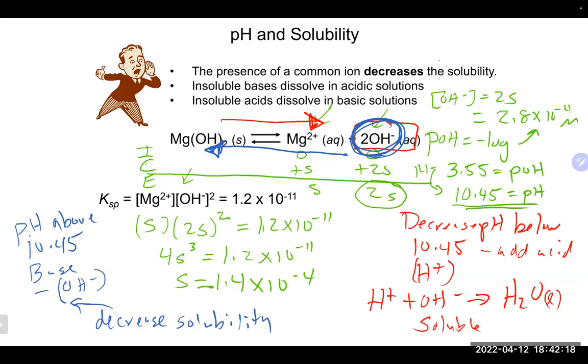That is why, like in group 2 of qualitative analysis or group 3 of qualitative analysis, they use the same precipitating reagent. The difference between group 2 and group 3 is the acidity of it. In group 2, it is very acidic. In group 3, it's very basic, like we're going to do today.